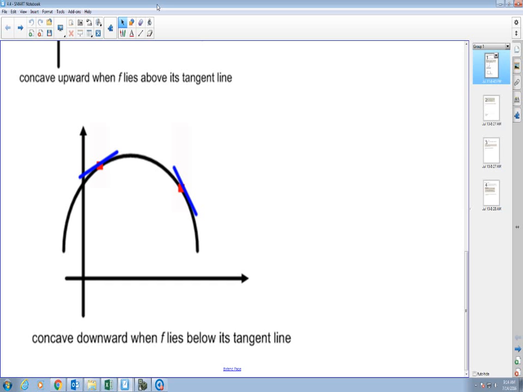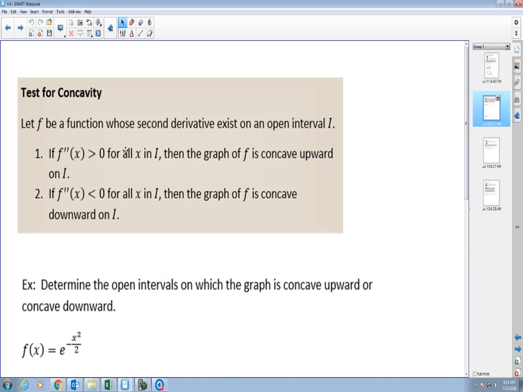To test the concavity, we take the derivative twice of the function. If f double prime of x is greater than 0 for all the x's in the interval I, then the graph is concave upward. If f double prime is less than 0, then the graph of the function is concave downward. So here we'll need to take two derivatives.